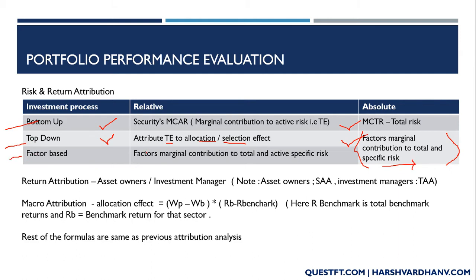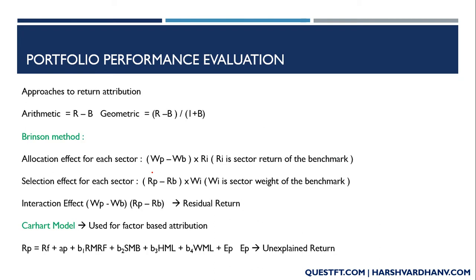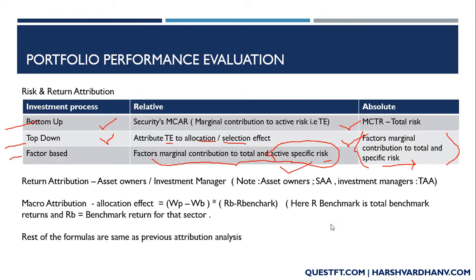And if it's factor based, then what are the factors? Marginal contribution to total and active specific risk. This term we have learned in portfolio management in level 2 also, and you are in level 3 also. So when we say factor based, let us go back to this one. Suppose I have a portfolio which has 10% allocation to small cap stocks. What is the impact on the tracking error if I increase my allocation to small cap stocks by 1%? That is what is mentioned over here: factors' marginal contribution to total and active specific risk.